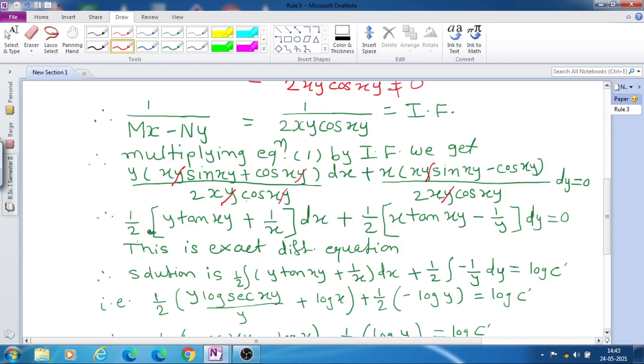Minus, dividing this term, this is cos xy, by 2xy cos xy, so here also xy get cancelled with this xy, and multiplying this x here, it also gets cancelled with this x, and only 1 upon y remains here. Therefore minus 1 upon y into this dy is equal to 0.